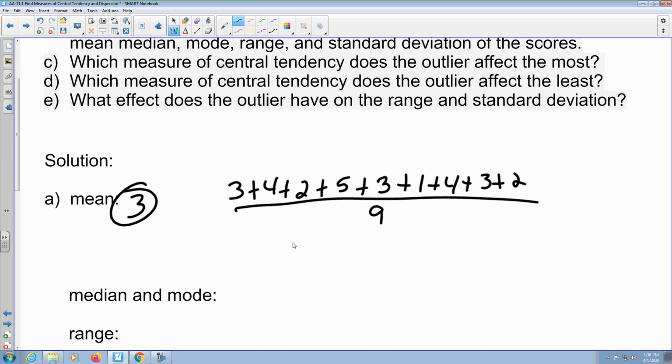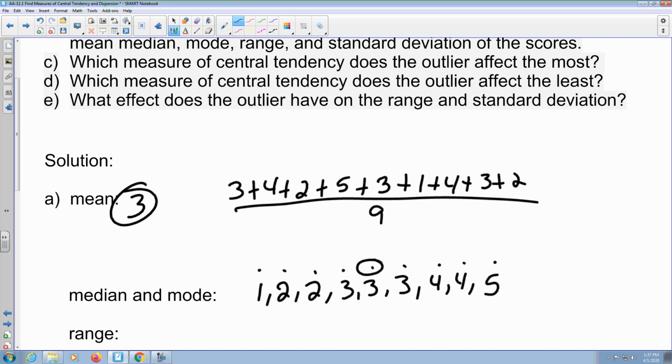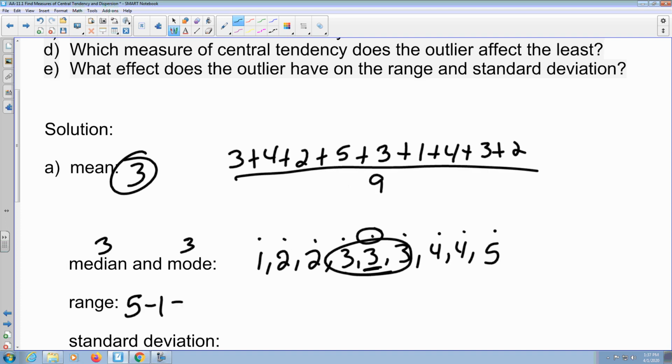Looking at the median and mode, if I go in order here, the least value is 1, then I get 2, 2, that's twice. I got 3, 3, 3, that shows up 3 times. 4 shows up twice, and 5 shows up once. Because it's 9 values, the middle is the fifth one, 1, 2, 3, 4, 5. So this is our median and it is also our mode, so it's the same value. Range is going to be 5 minus 1, which is 4.